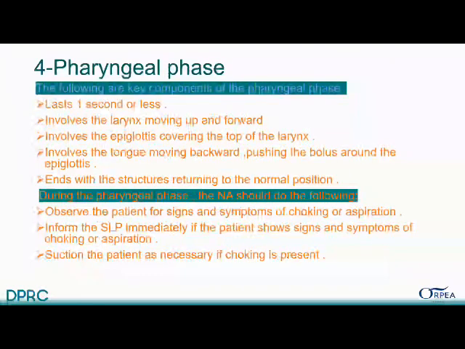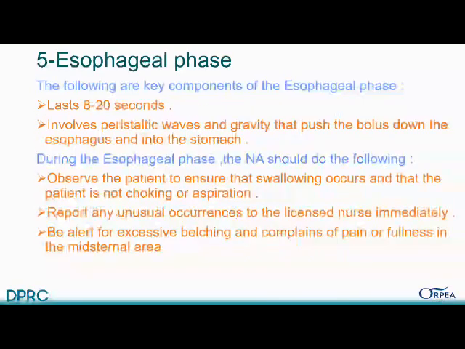Pharyngeal phase. The following are key components of the pharyngeal phase: lasts 1 second or less, involves the larynx moving up and forward, involves the epiglottis covering the top of the larynx, involves the tongue moving backward, pushing the bolus around the epiglottis, ends with the structures returning to normal position. During the pharyngeal phase, the nurse should do the following: observe the patient for signs and symptoms of choking or aspiration, inform the speech therapist if the patient shows signs and symptoms of choking or aspiration, suction the patient as necessary if choking is present.